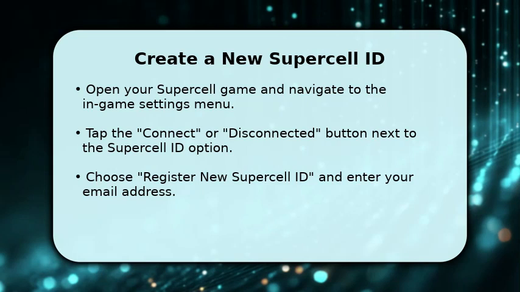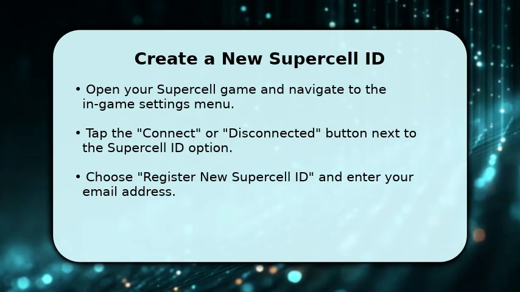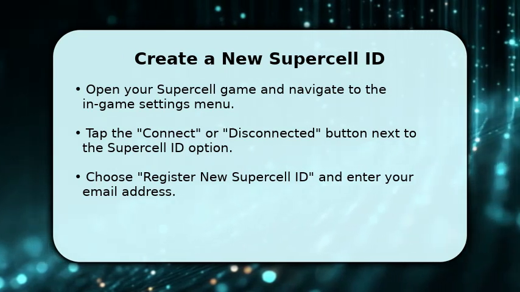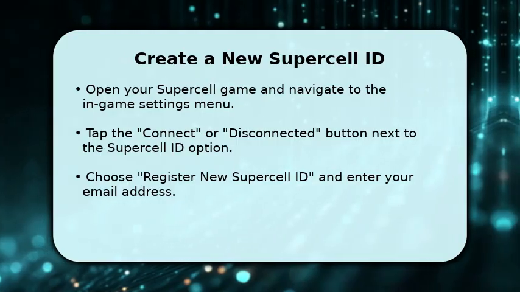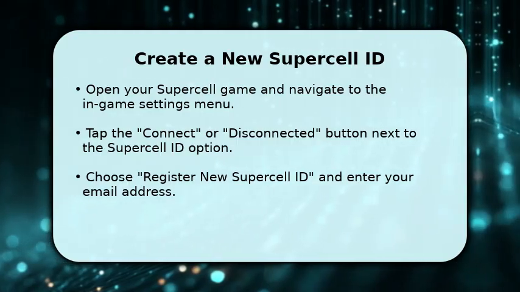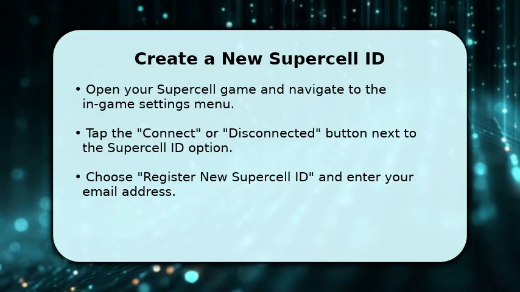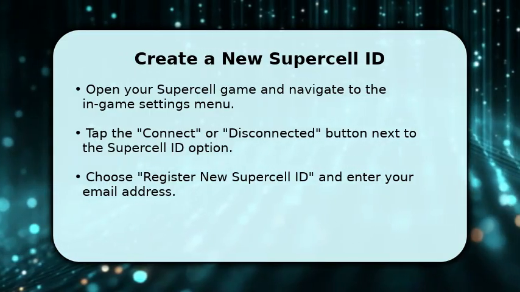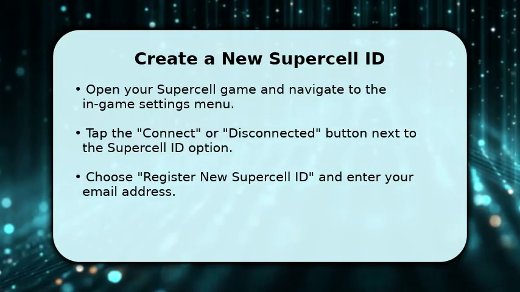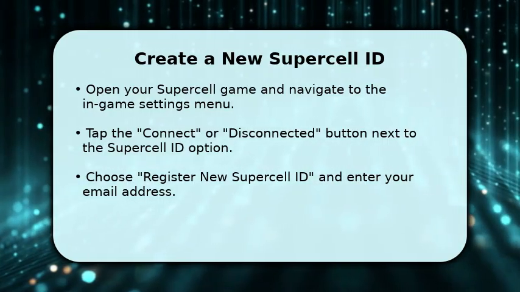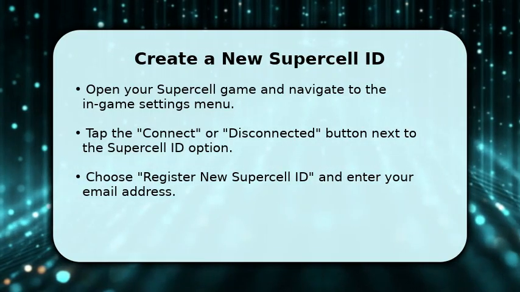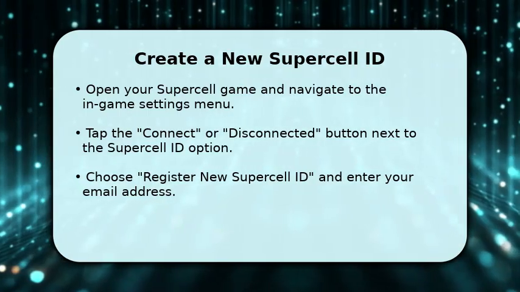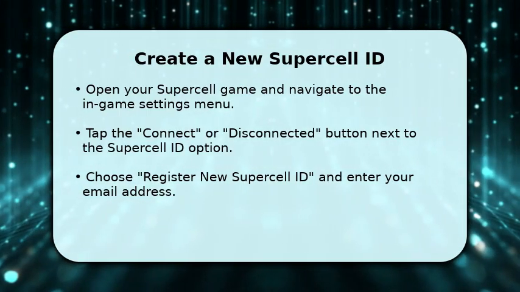adventures. To begin, open any Supercell game and locate the Settings menu, usually represented by a gear icon. Inside Settings, find the Supercell ID section and tap the button that says Connect or Disconnected. Select Register New Supercell ID and carefully input your preferred email address. This email will be crucial for receiving your verification code and managing your account.